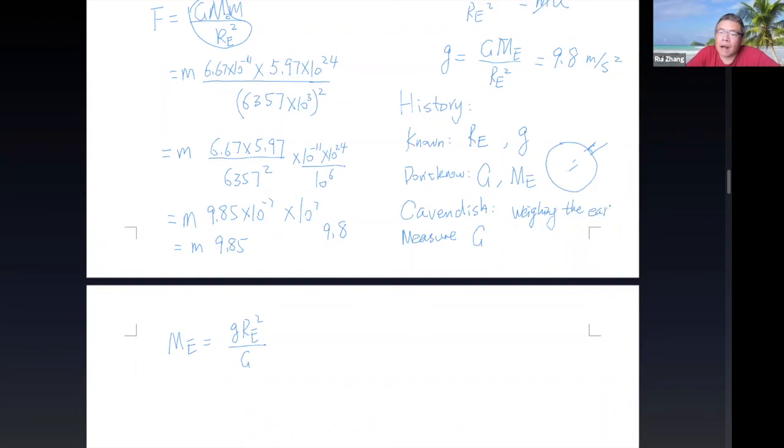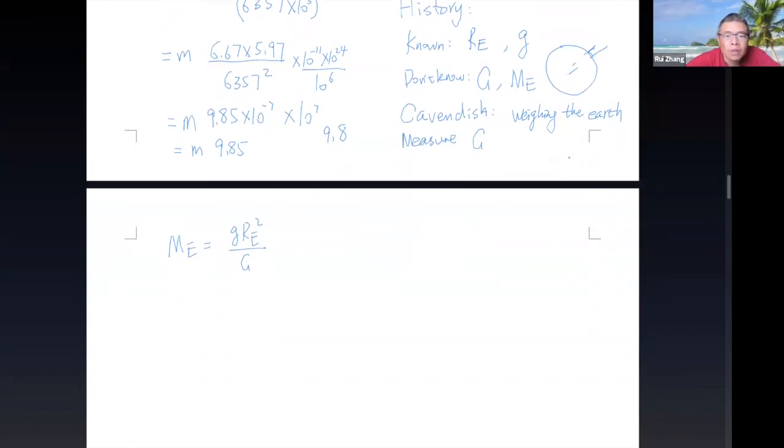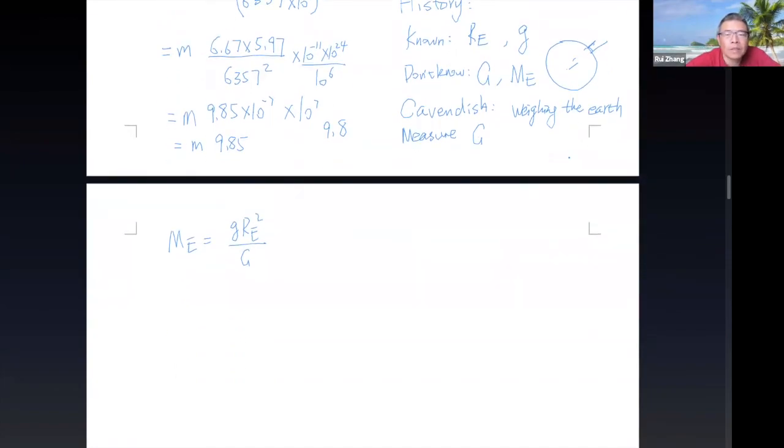Because after you figure out this universal constant, you can use it to calculate the mass of the Earth. So that's why his experiment was called weighing the Earth. And this is the first time people knew how much mass the Earth has. Again, it's not an easy question. So it's very successful.